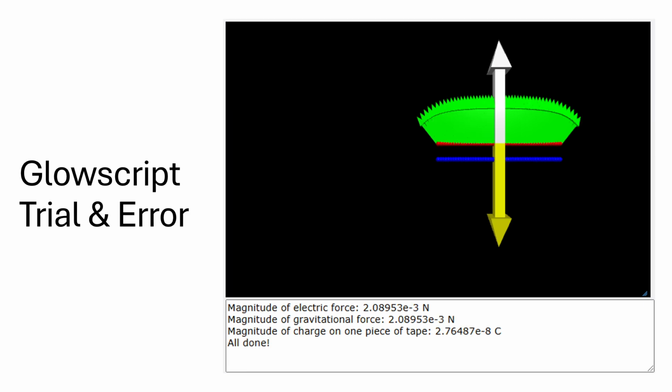With some trial and error, I was able to find that the charge on one piece of tape had to be 2.76487 E negative 8 coulombs for the magnitude of the electric force and the gravitational force to be equal.